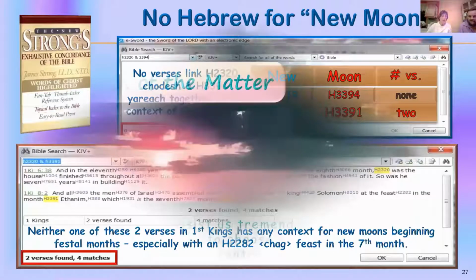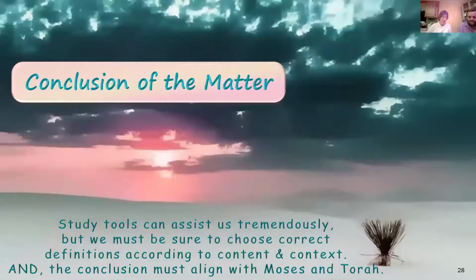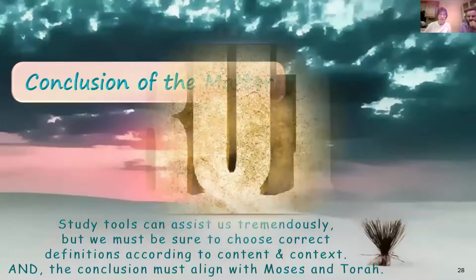So what's the conclusion of this little study on this bookmark? I'm feeling that study tools can assist us tremendously, but we must be sure to choose correct definitions according to content and context. And we have to know that the conclusion has to align with Moses and the Torah. So I hope that was helpful to you. And now we are ready to start part 7.